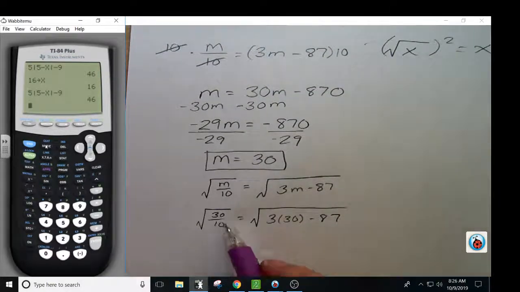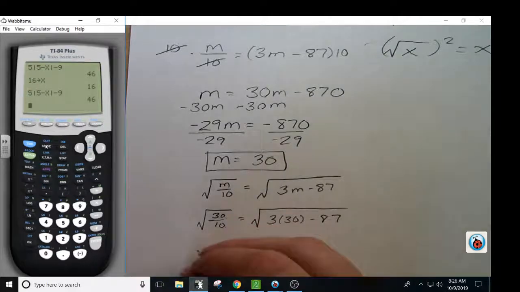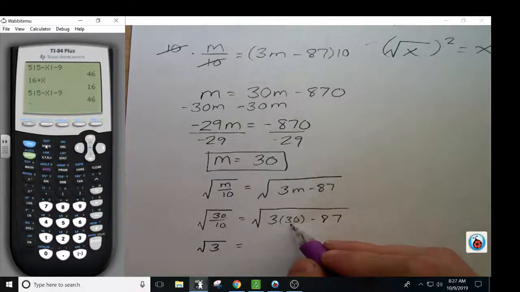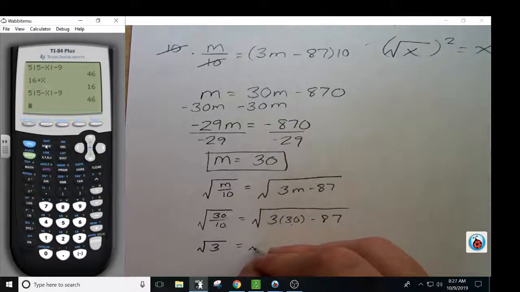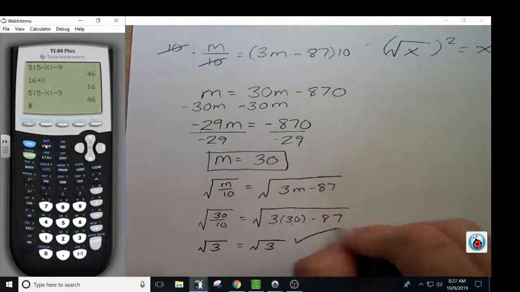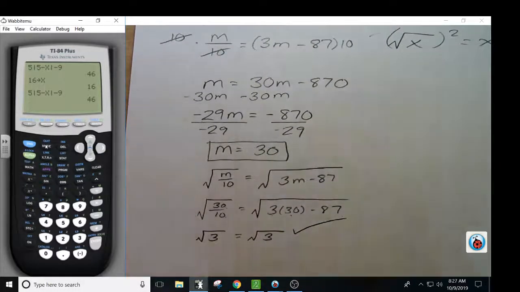Now, what's 30 divided by 10? 3. Now, 3 times 30 is 90, okay? Minus 87 is 3, so it's the square root of 3. Does this prove that it's right? It does, because both sides equal. So you know that's right. So your answer here will be 30.